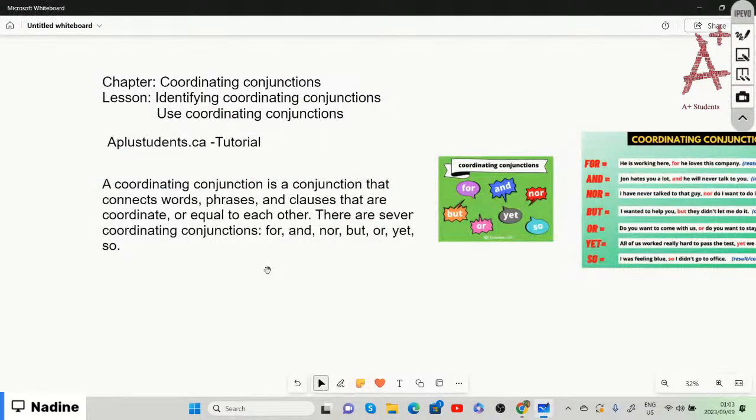All right. So today our lesson on coordinating conjunctions is in the aplusstudents.ca tutorial book. So we are going to do our full lesson within the aplusstudents.ca tutorial page. We are also going to do our test on the aplusstudents.ca page, right? So once again, our chapter is called Coordinating Conjunctions, and the lesson that we are focusing on is to identify coordinating conjunctions. And once we've identified them, the next lesson is to use the coordinating conjunctions.